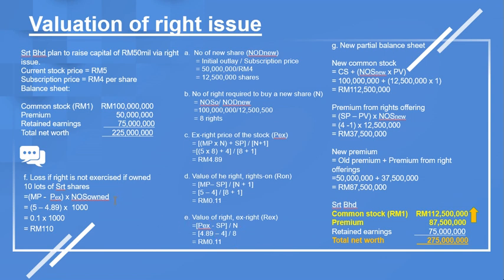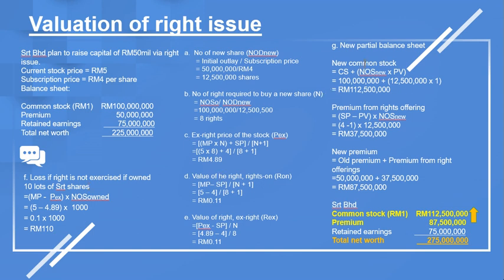From here, you can also calculate the loss if the right is not exercised, if one owns 10 lots of SRT shares. So the loss can be calculated by taking the market price minus the PEX, multiplied by the number of shares owned. Solving this, you will see that the loss is equivalent to 110 ringgit if he holds the 10 lots of shares and he did not exercise the right.